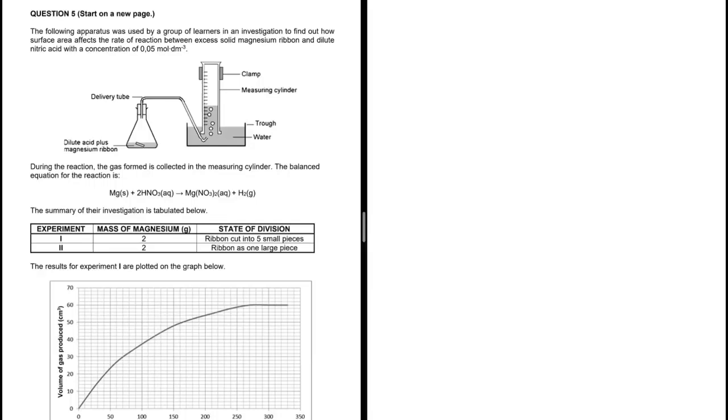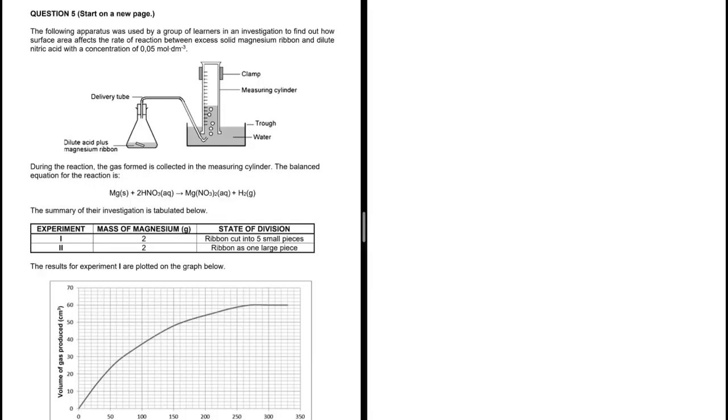What about 5.2? Write down the dependent variable in this investigation. Well, the dependent variable is essentially what we are measuring, right? We are taking a look at the effect of state of division on the rate of reaction. So what you're measuring here is rate of reaction. It is our dependent variable. It is depending on that which is changing, the state of division, which is our independent variable. Okay, 5.2.